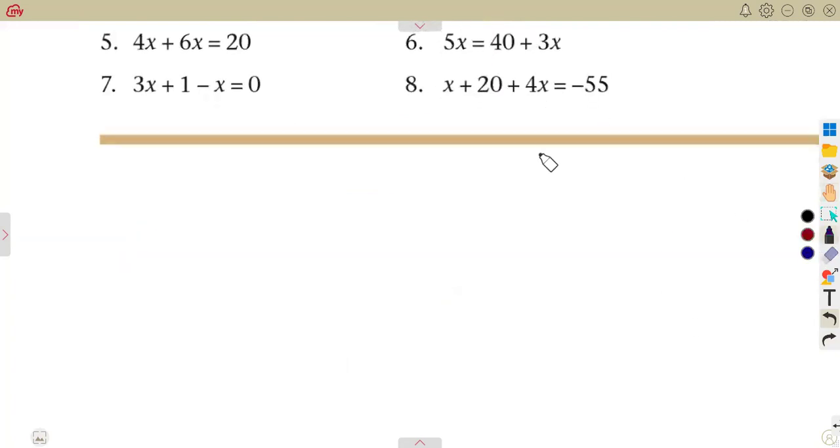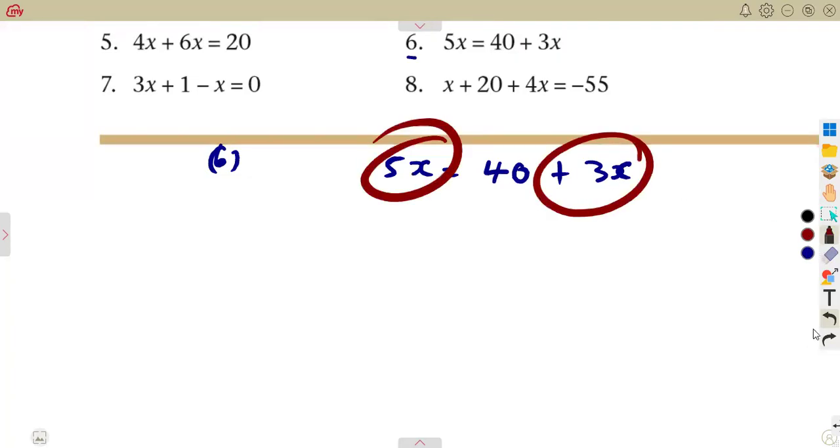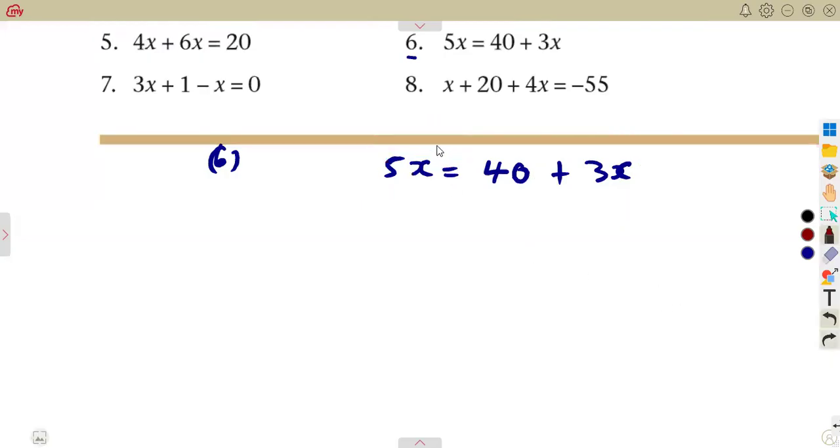If you consider question number 6, the same thing. We are given 5x is equal to 40 plus 3x. So we need to collect like terms, the part of x and the part of x. So already there is 5x. So I can choose to take this 3x to remove this one because there's a constant there. So I must remove this 3x and take it to the other side of the equation.